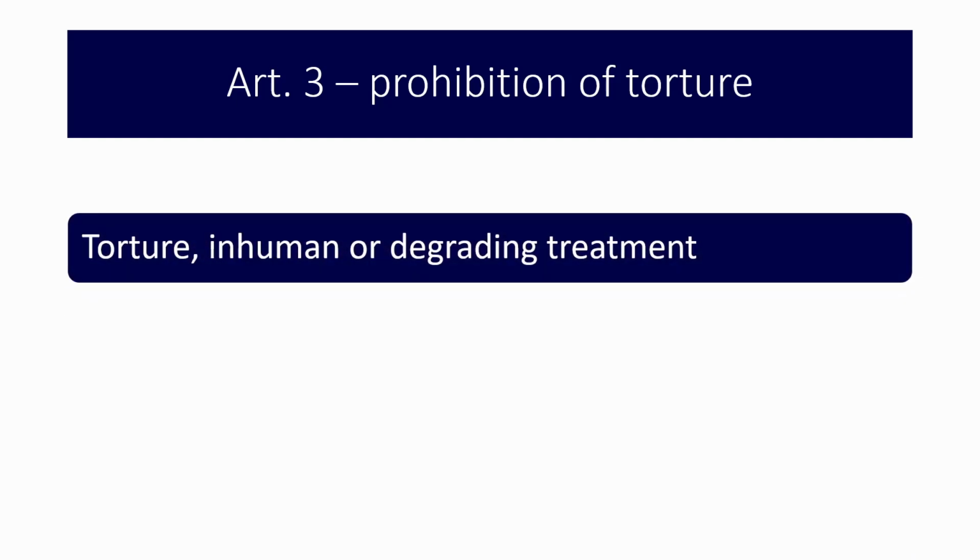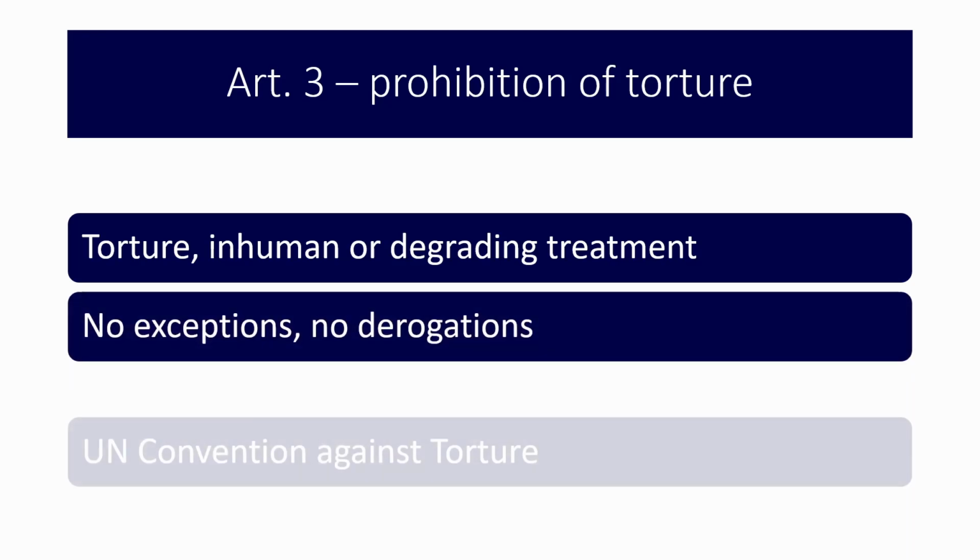Article 3 ECHR is often referred to as a prohibition of torture. However, the provision goes further than that. It prohibits torture, inhuman or degrading treatment or punishment. The threshold of torture is higher than that of inhuman or degrading treatment. That means a treatment which does not constitute torture yet may still be inhuman or degrading treatment. Regarding the definition of torture, the European Court of Human Rights frequently refers to the UN Convention Against Torture.